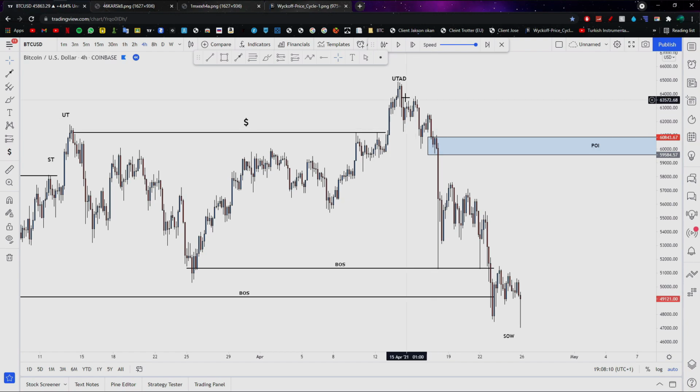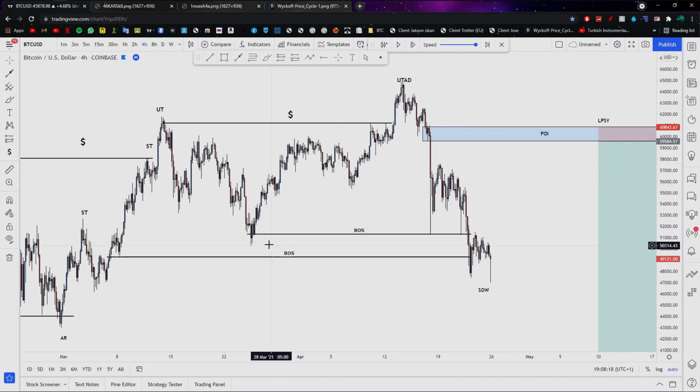And first of all, before we get any entries, we need to make sure of one thing, that our UTAD is valid. And a UTAD is valid when there is a break of structure to the downside. Our UTAD has to break structure to the downside. So we can see here, I've marked this out as a sign of weakness. That's because our UTAD very well did break structure to the downside. It broke this significant structure and this significant structure. So that's very nice. Our UTAD is valid.